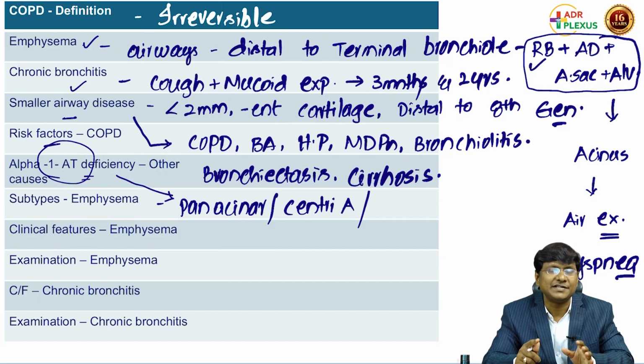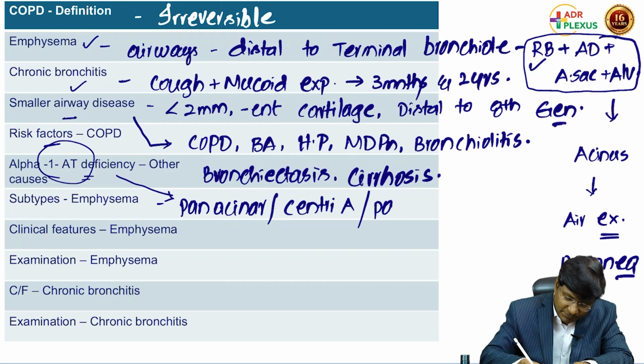And in centriacinar emphysema, the important etiology is smoking. The part of the lung commonly affected in centriacinar emphysema is the upper lobes. Then next we have the paraseptal emphysema.